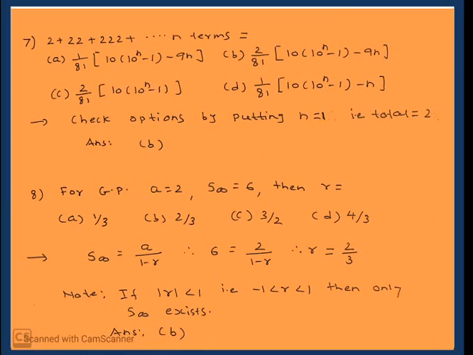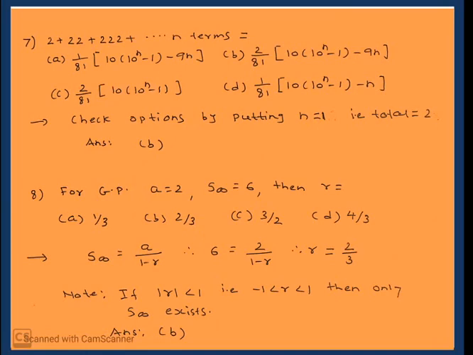Next one, for a GP, a is 2, S infinity is 6, then what is r? Do you know the meaning of infinity? We say that the number of stars in the sky is infinite, or the number of natural numbers is infinite. We cannot find the last natural number, right? So infinity is something which is greater than every real number, but infinity is not a real number, and therefore we cannot show infinity by a point on the number line. So we should not say x equal to infinity, we should say x tends to infinity.